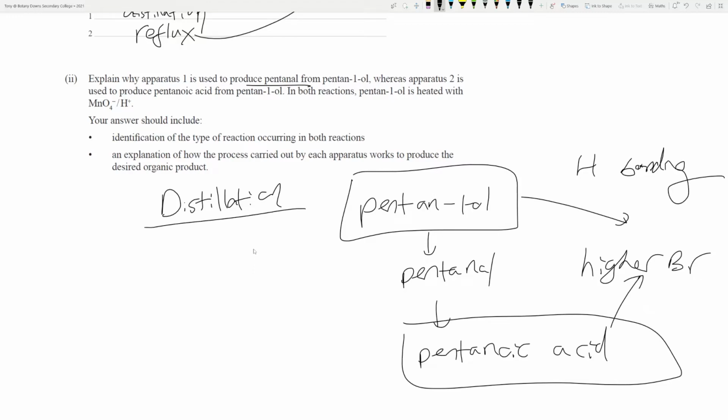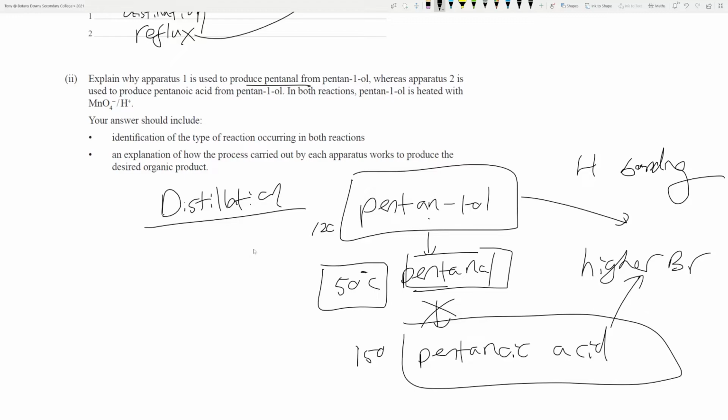So how distillation works is that you set it up to a certain temperature. Just say this boils at 50 degrees, this boils at 150 degrees, this boils at 120 degrees, for example. If you heat it at 100 degrees, then the moment the pentan-1-ol reacts to become pentanal, it will be evaporated. It will fly up through the condenser, come out the other end as liquid, and you're not giving it a chance to further oxidize into pentanoic acid.